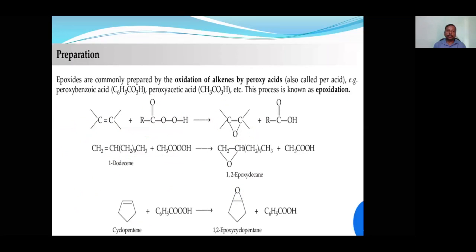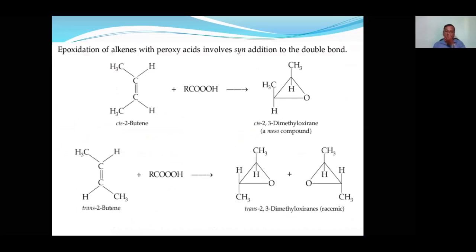Now let's see the next. Properties are very important. Breaking of those pi bonds is the main question. Epoxidation of alkenes with RCO3H is always syn addition, not anti-addition. That I think you have studied in reaction mechanism. Otherwise, I will tell you, syn addition. See here, this is the cyclic. Oxygen will go and attach here. So this is the cyclic ring.